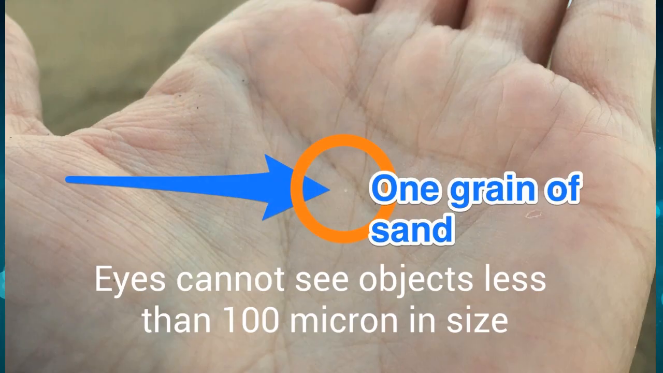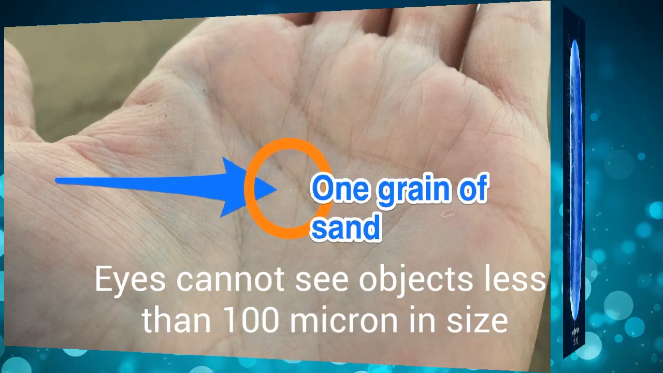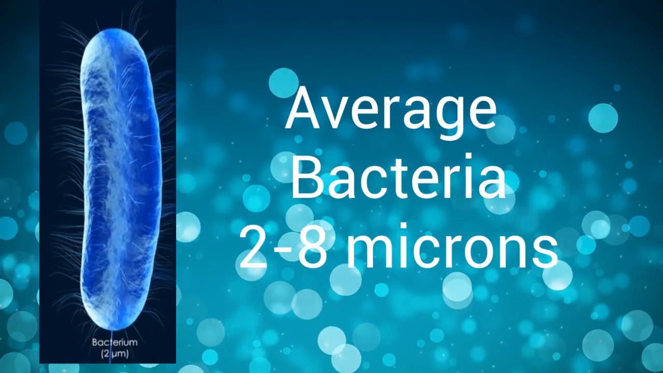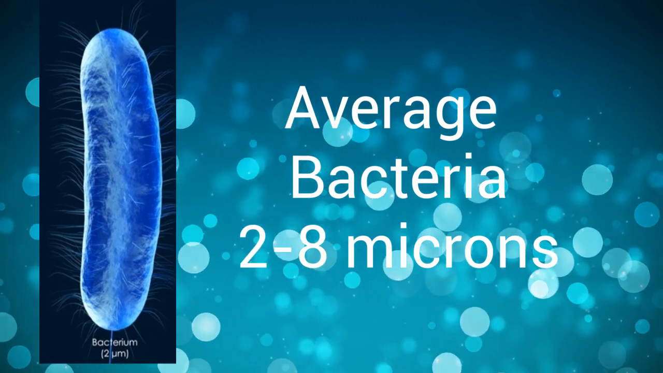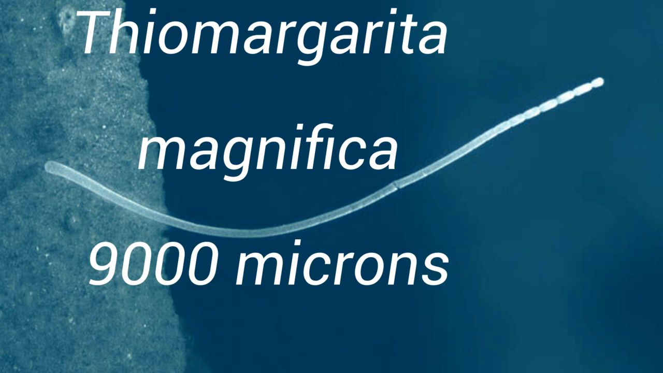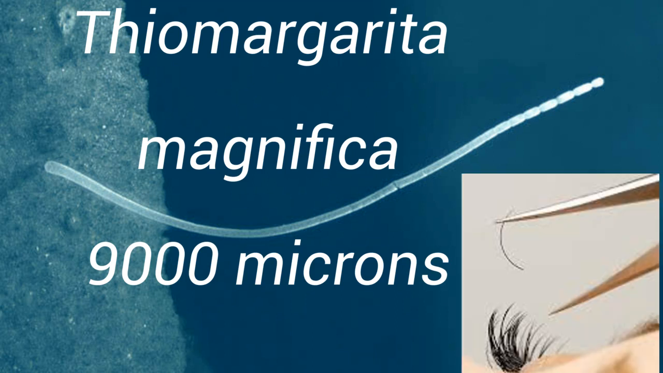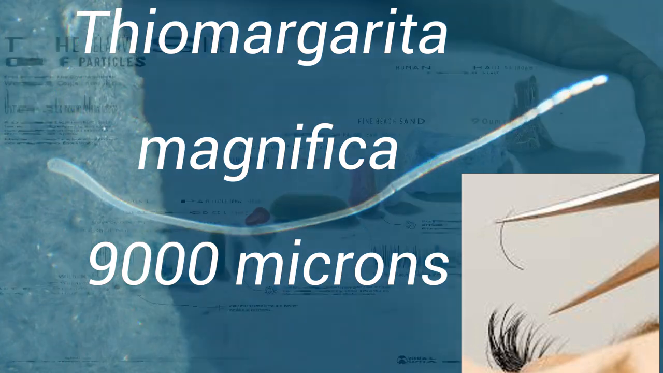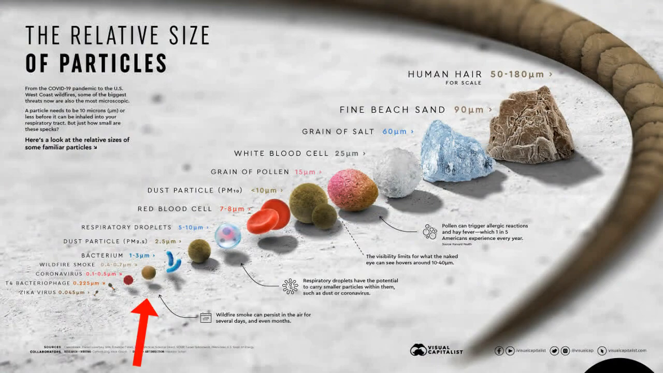Our eyes can see 100 micrometers or microns without using any aid. Most bacteria are about 2 to 8 microns in length. The largest bacteria, called Margarita magnifica, is about 9,000 micrometers long, almost the size of a human eyelash. In this picture, you can see the size of the bacteria and viruses in comparison with the human hair.